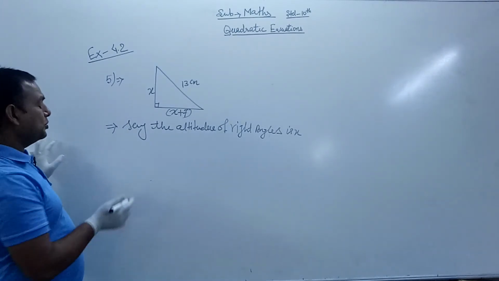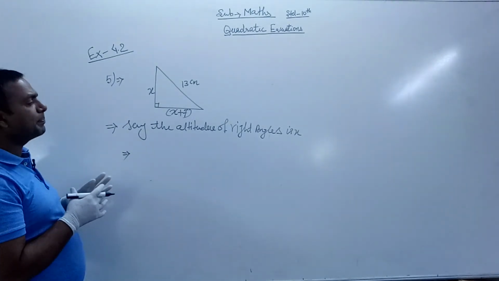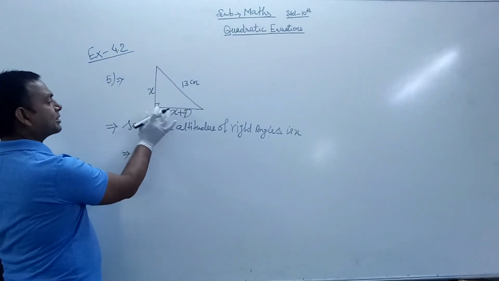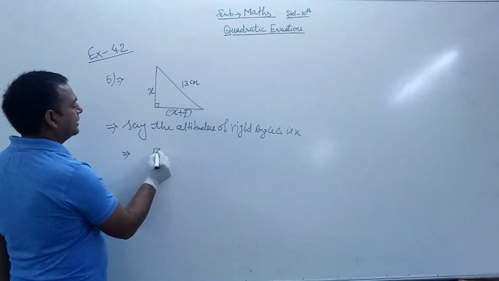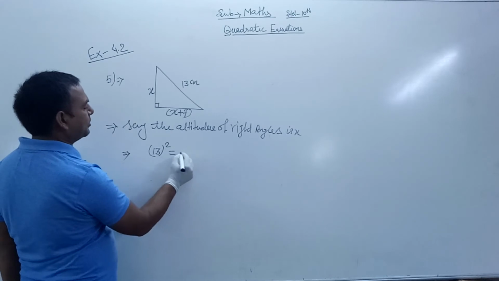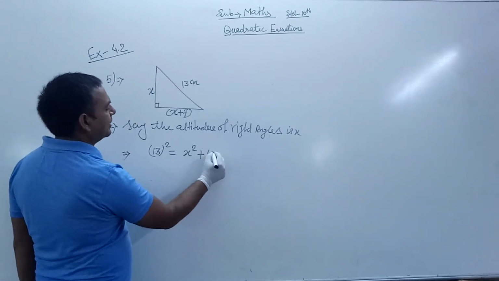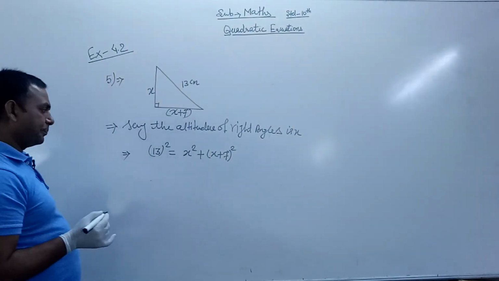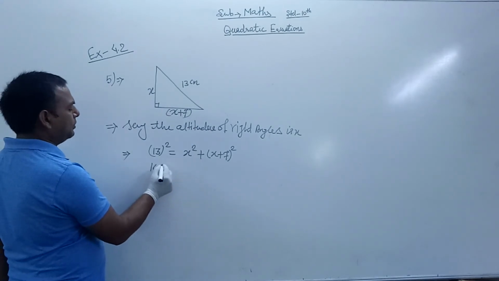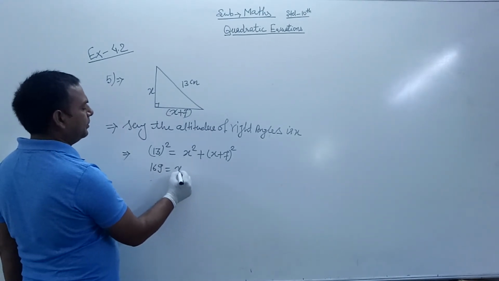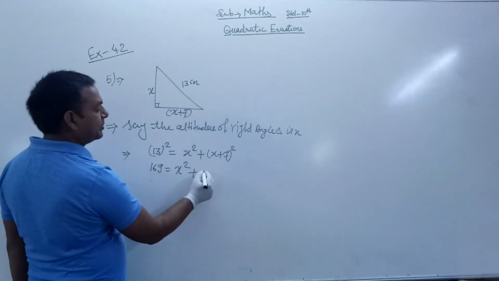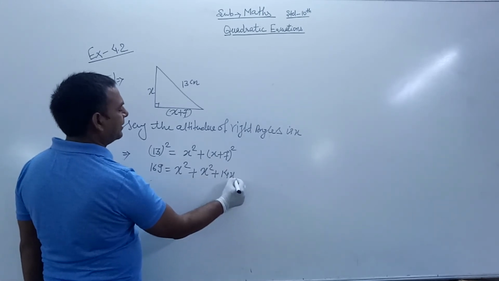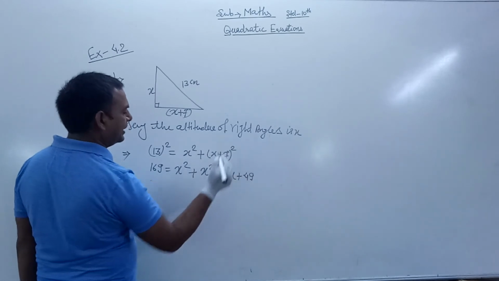In the right angle triangle you apply the Pythagoras theorem. According to the Pythagoras theorem, the hypotenuse squared is equal to the base squared plus the altitude squared. So 13 squared is equal to x squared plus (x plus 7) whole squared. 13 squared is 169, which is equal to x squared plus 2x times 7, that is 14x, plus 7 sevens are 49.